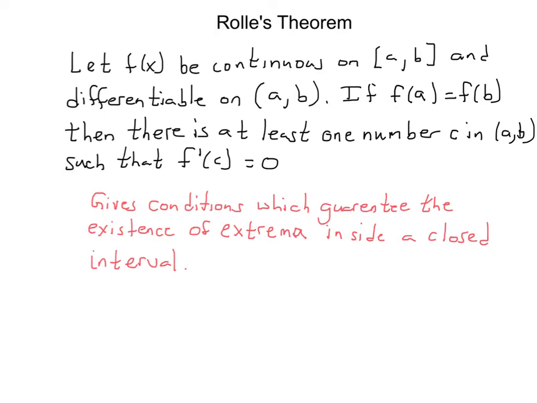Rolle's theorem gives conditions which guarantee the existence of an extremum inside of a closed interval. You must have the fact that f of a equals f of b, so one of the things you're going to have to do is check to make sure that that is actually the case. The other thing you have to be aware of is that it does have to be differentiable on the open interval from a to b. That eliminates the possibility of a cusp or some discontinuity too. So make sure you look and see that it is differentiable and that it is continuous, and then Rolle's theorem will apply.